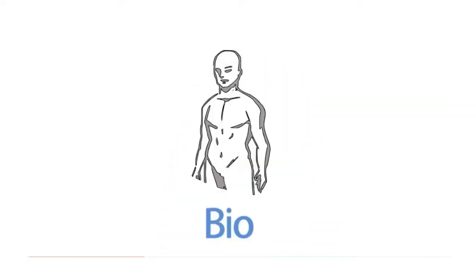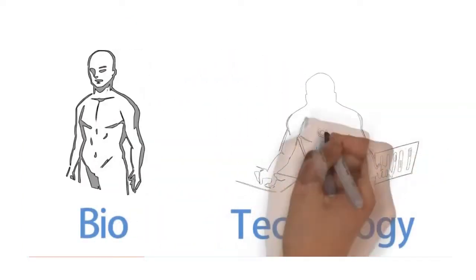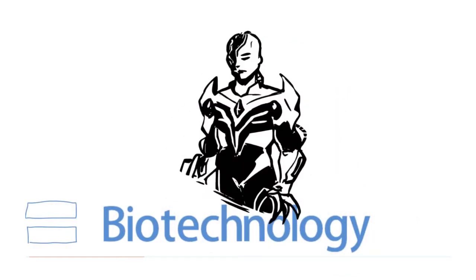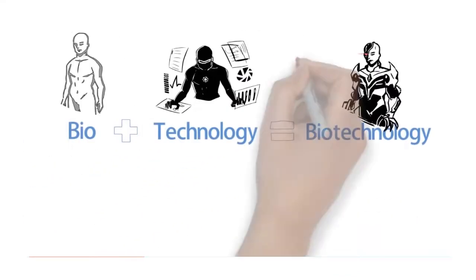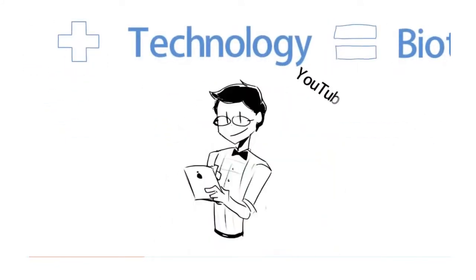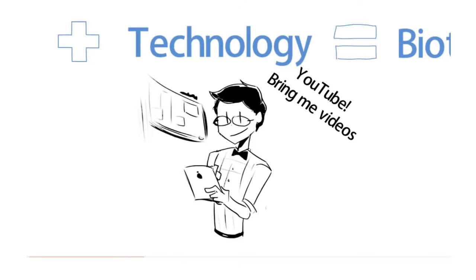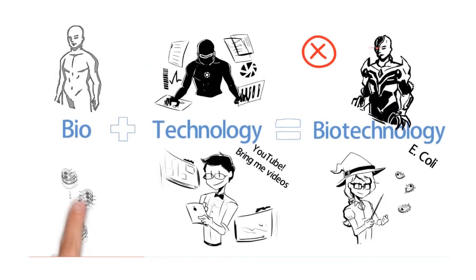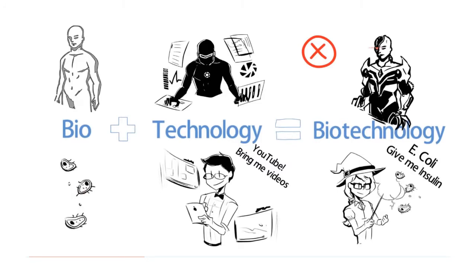What is biotechnology? Is it making a robotic, bionic human? Well, actually, it is not quite so. Technology is the use of technique and science to make a product or modify a process. Biotechnology is the use of living organisms, aka bio, to make a product or modify a process.